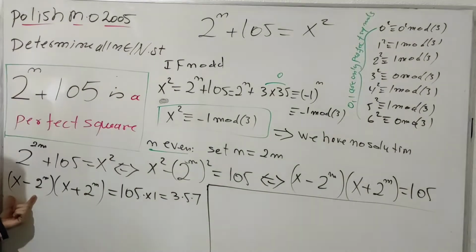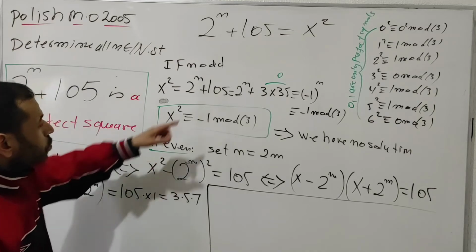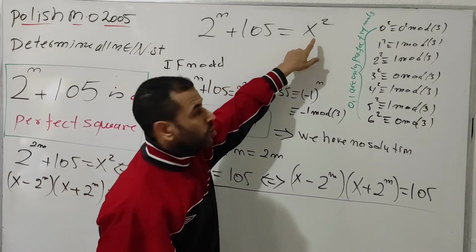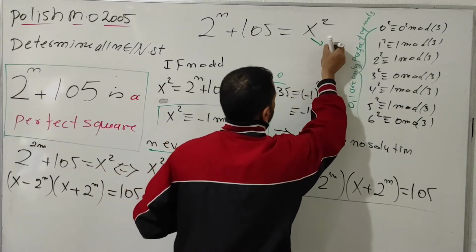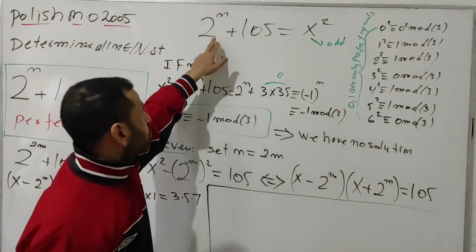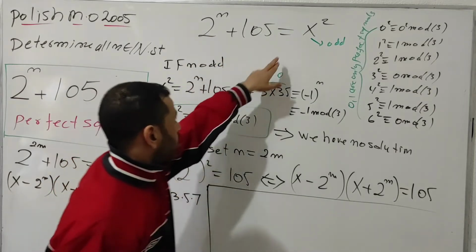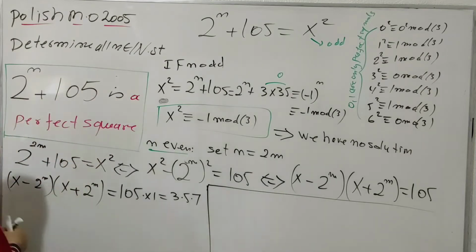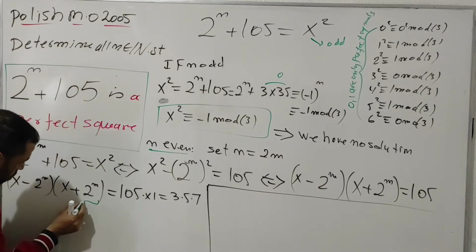Since this term is bigger than this term, the first thing we are going to check is the parity. If you take a look at the right hand side of this equation, x is odd, because the left hand side of this equation is odd: even plus odd gives odd. Since x is odd, odd minus even gives odd. That means this is odd. This means both terms are odd.